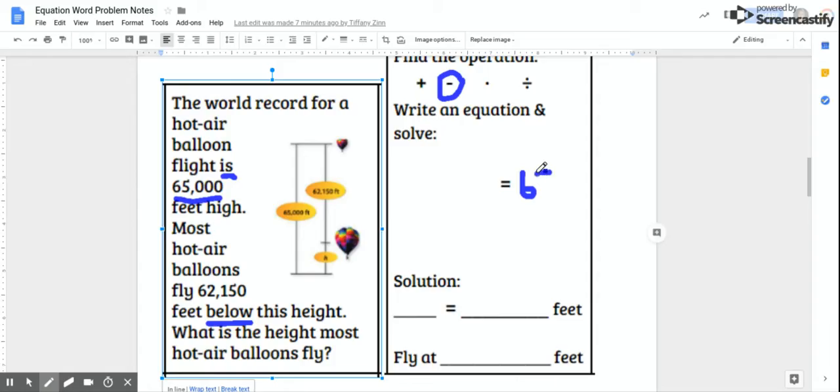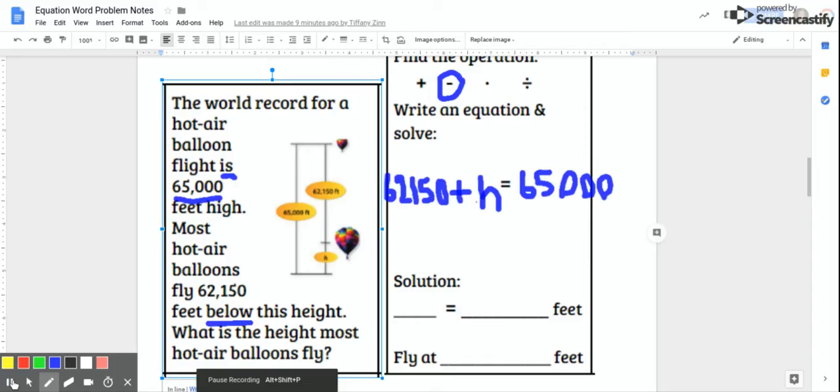And it's going to take me a second to write with this tiny little mouse pad. All right. Most hot air balloons fly 62,150 feet below. So we know that 62,150 feet plus whatever the difference there is has to equal 65,000 feet based off of what they told us. And I'm actually going to pause the video while I write this because it's going to take forever, so hang on. Ta-da! It took me 2 attempts to make it look that good. So 62,150 plus h, I used h because that's what they use, it stands for height, equals 65,000.